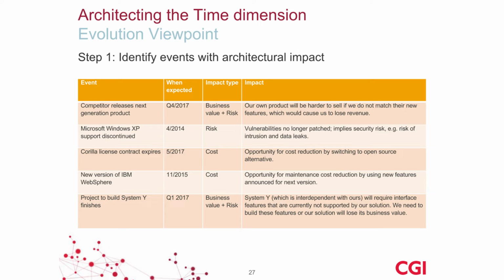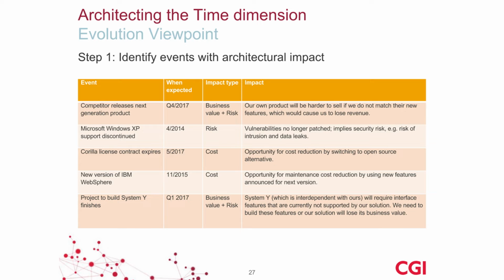The competitor releases the next generation of their product. That's typically something that they announce. They're going to say in the fourth quarter of 2017, we are going to have this big new fancy product and it has such and such features, right? Now, we know that this is actually going to affect the cost, maybe not. Risk, yeah, and certainly the value of our own product if we do not, at that point in time, match their features or have something similar fancy.